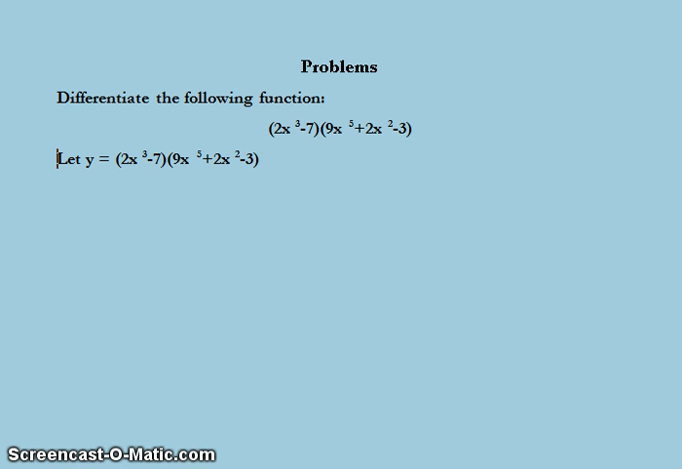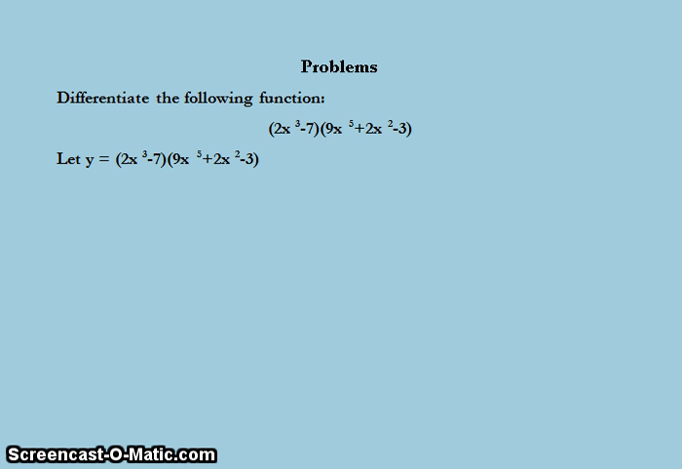Next we are going to discuss some numerical problems that would be based on the use of the rules that we have discussed in this lecture. Now here we have a problem in which we have to differentiate the given function, which is (2x^3 - 7)(9x^5 + 2x^2 - 3). In order to solve this numerical problem, let us suppose y equal to (2x^3 - 7)(9x^5 + 2x^2 - 3).